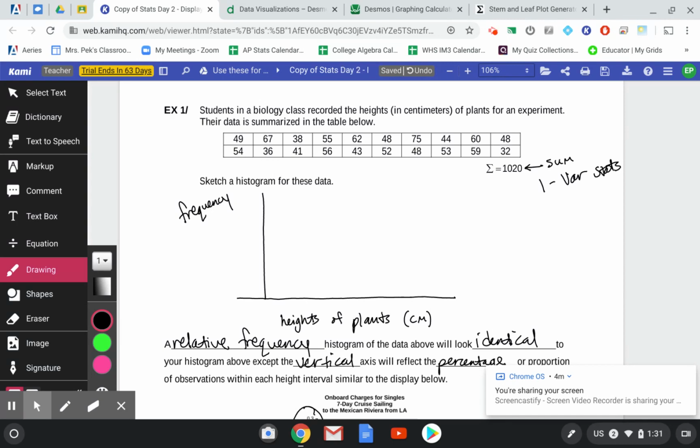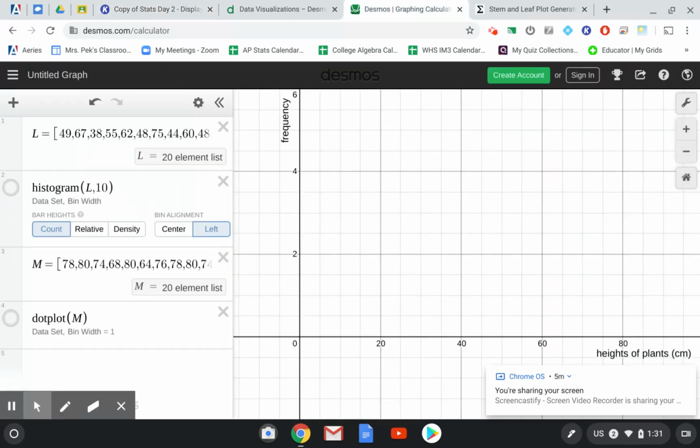And we'll figure out what to scale that in a minute once we see a good picture on Desmos. We can make these by hand, but when we have tools available to us, why not make our lives a little easier? All right, so let's go into Desmos.